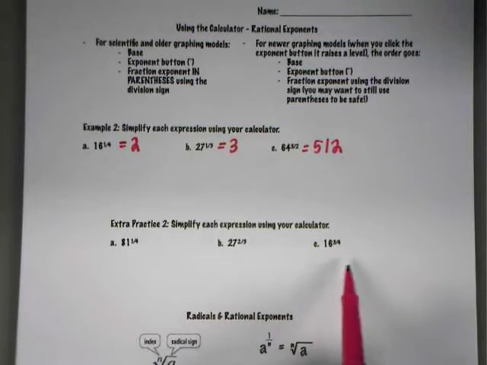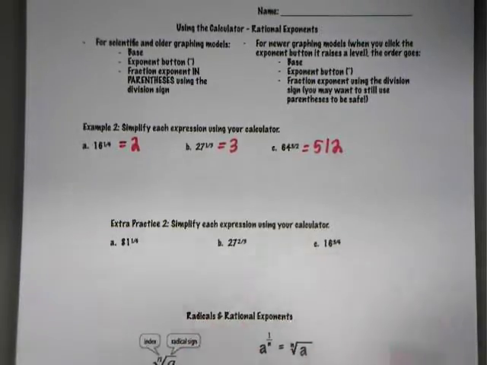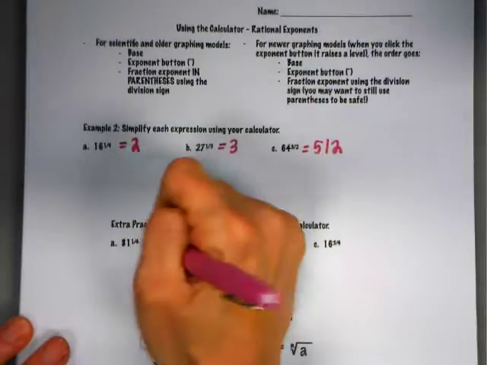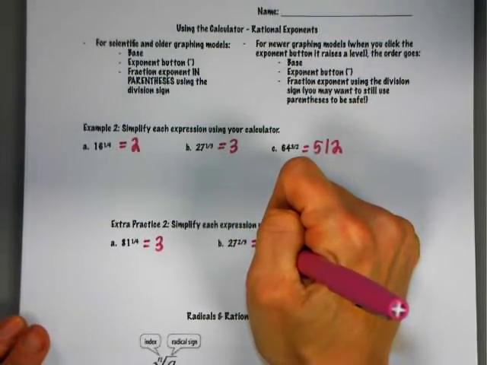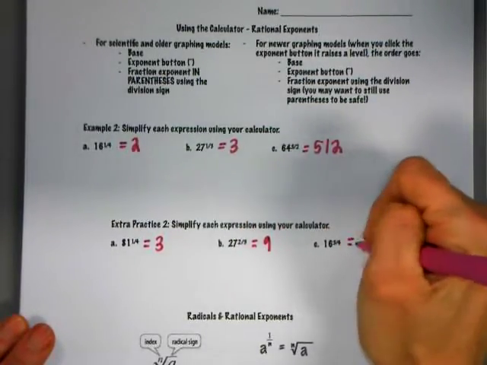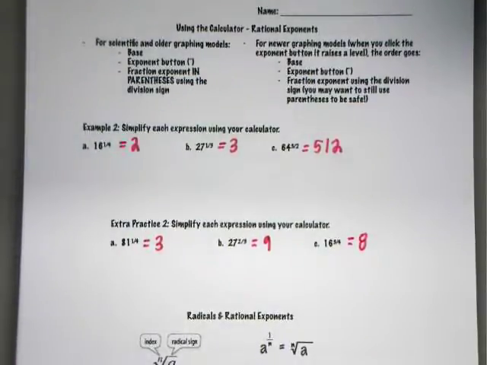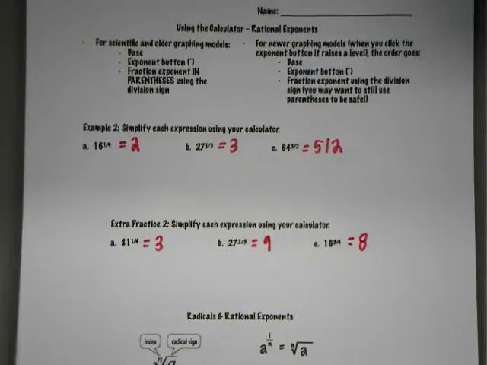Did everyone put these in? Yeah? Okay, what would you guys get for 81 to the 1/4? 3. 27 to the 2/3? 9? Okay. And 16 to the 3/4? 8. Yep. Okay. So that's kind of a skill that you're going to need as we're simplifying these things.